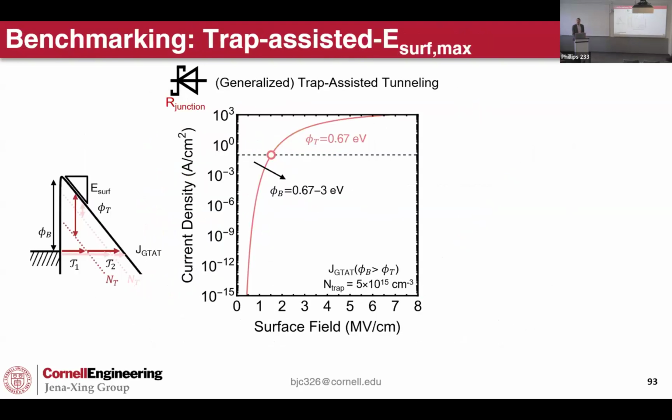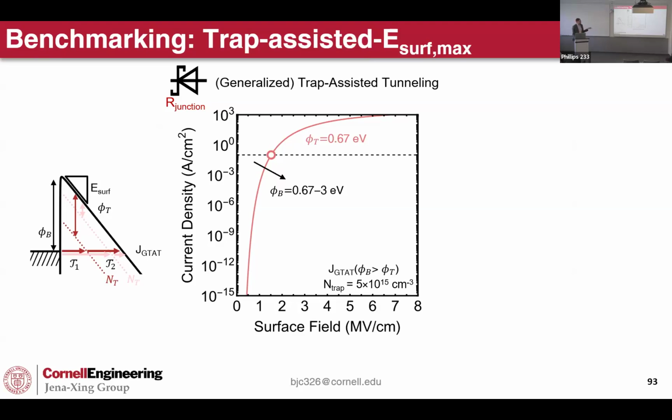Going to the non-ideal case of trap-assisted tunneling, again, I will save you the math on this. It depends on phi B and phi t, as well as the amount of traps you have. And this is the same plot as before, where I'm varying between 0.5, or in this case 0.67, to 3 eV. And it's not an error that there's only one curve there. It's because if you're limited by trap-assisted tunneling, you're not limited by the injection from the Schottky contact. You're more limited by the emission, by the secondary step going from the trap to the conduction band.